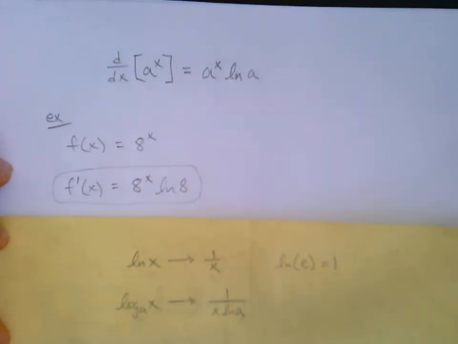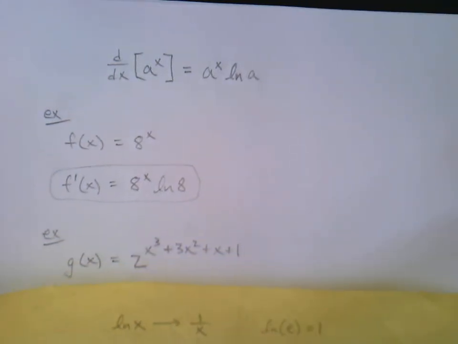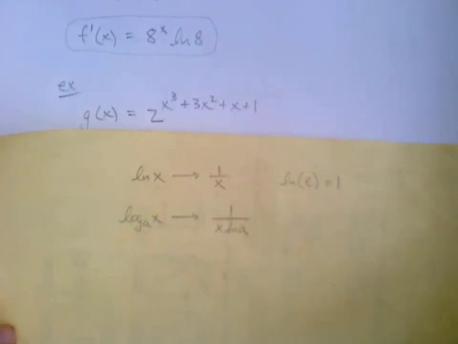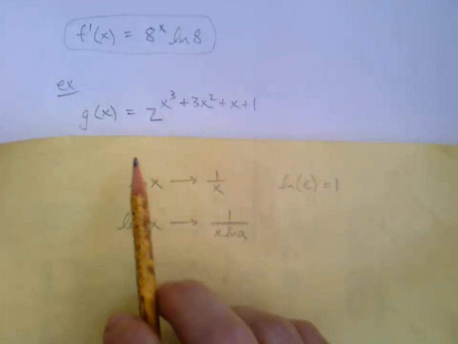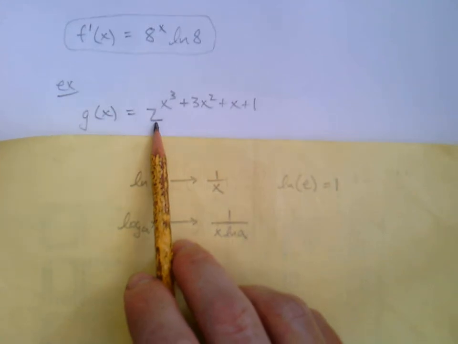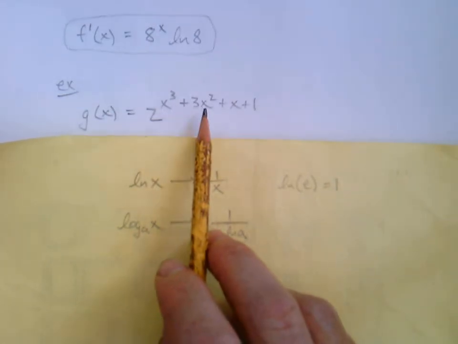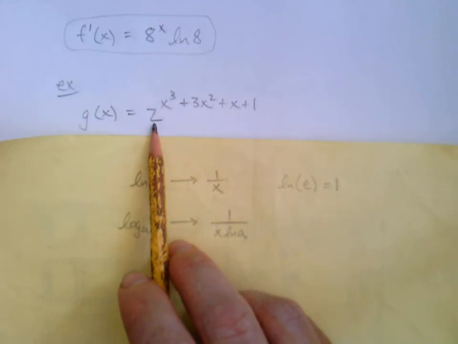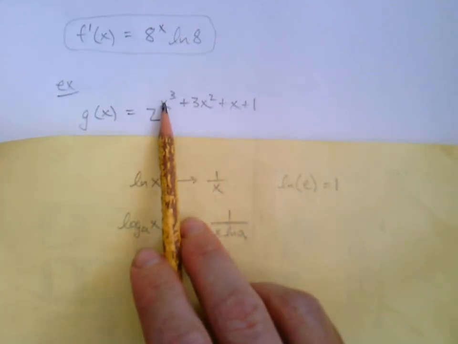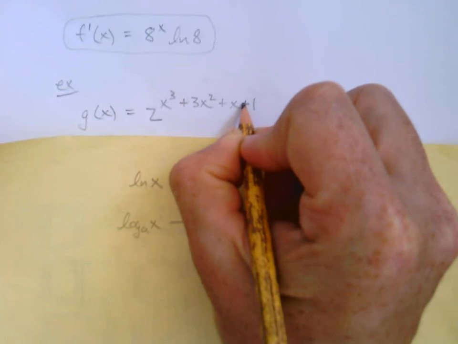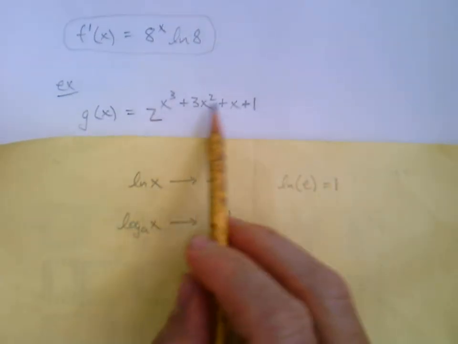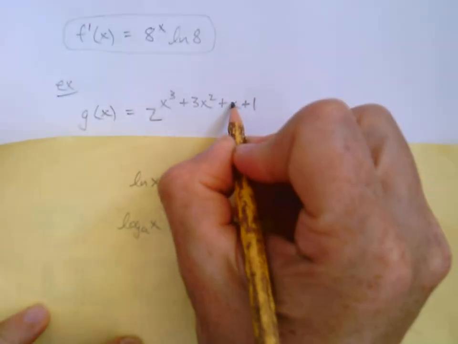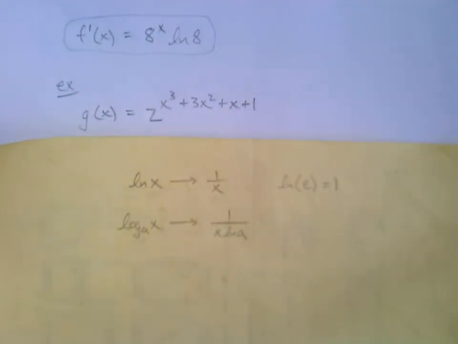Okay, let's do one that's a little bit more difficult. We're going to use a chain rule. Good practice. g of x equals 2 raised to the x cubed plus 3x squared plus x plus 1. We're raising 2 to this polynomial. That's all in the exponent, just to be clear. And at this point, sometimes students think, when would this function ever come up? Seriously? Hey, you've got to be prepared for anything. You never know.